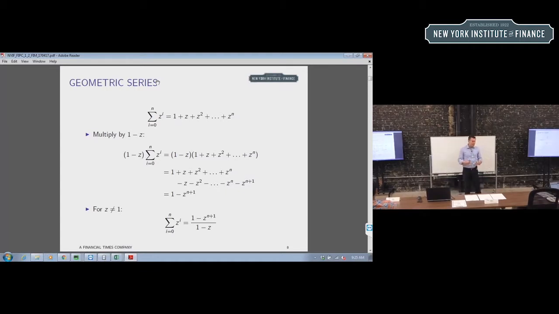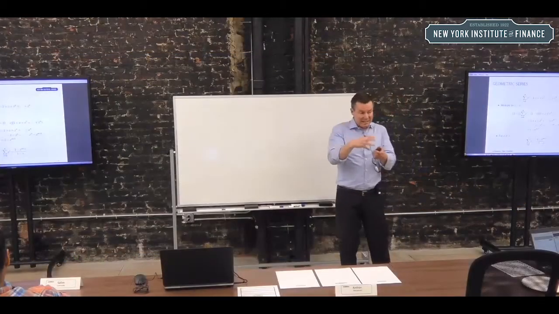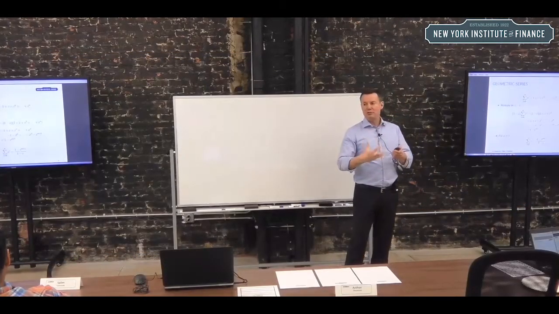So I need a result which is going to be in much of what we do when we talk about pricing very simple fixed income instruments. And it's a result which comes from something that we refer to as geometric series. So what I have in mind here is a sum, from 0 to n, of a number z raised to the exponent I. And the fact that it's a number z raised to an exponent is what makes the series geometric as opposed to arithmetic.